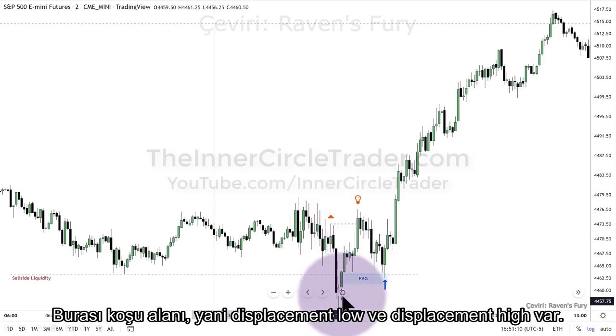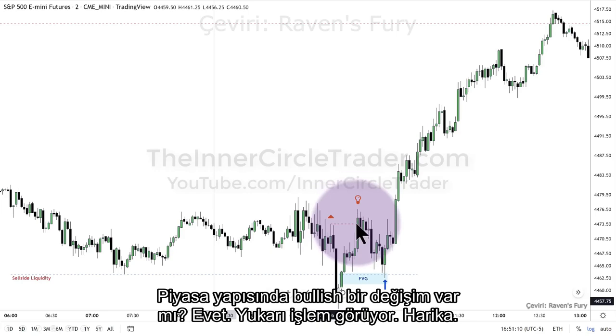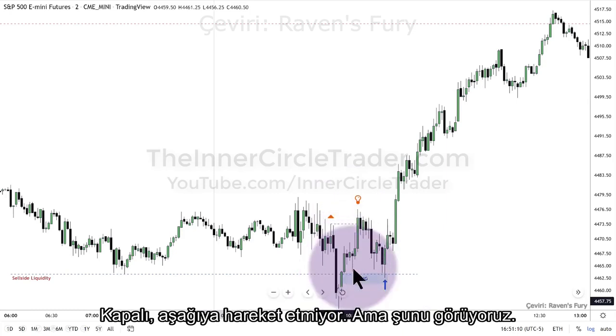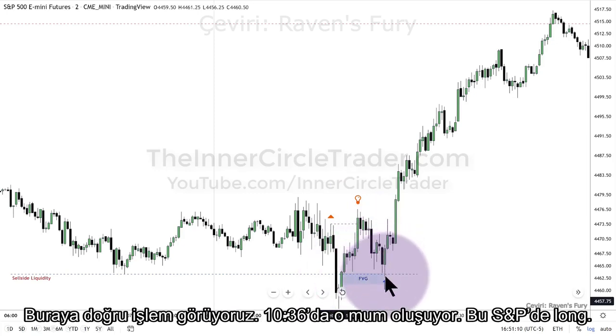So we have displacement low and displacement high. Is there a market structure shift bullish? Yes. It trades up above it. And you look for the fair value gap. Is there one in here? No. Anything in here? No. How about here? No, it's closed in. Like this move down here. But we have this. So we trade down into it here. At 10:36, that candle forms. That's a long in S&P.